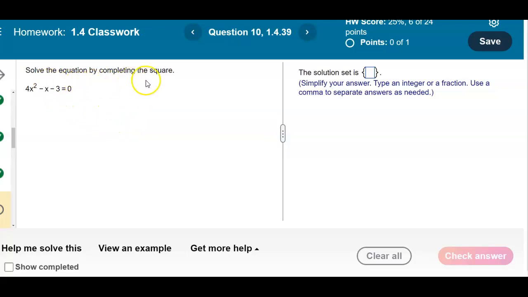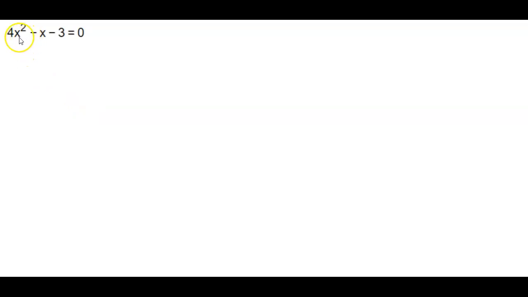Solve the equation by completing the square. We have 4x squared minus x minus 3 equals 0. So in this particular problem, we need to first determine whether this is in standard form. And it currently is in standard form because everything is on the left side and it's equal to 0. The next thing is, can we factor anything out that they have in common of all three terms? And we do not have anything that's in common.